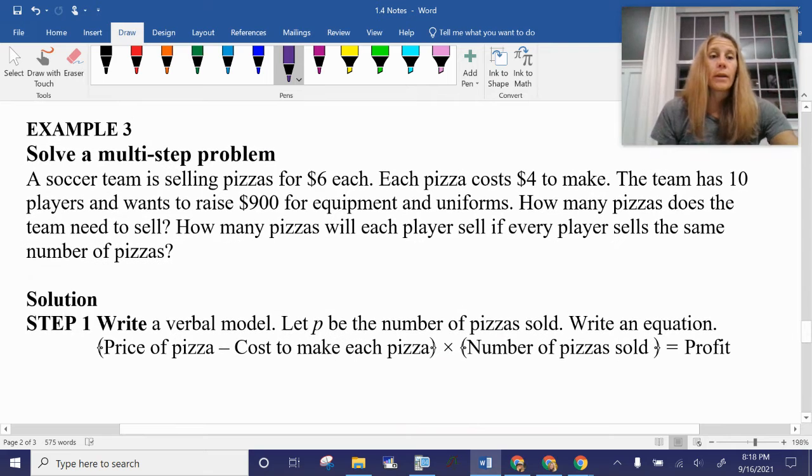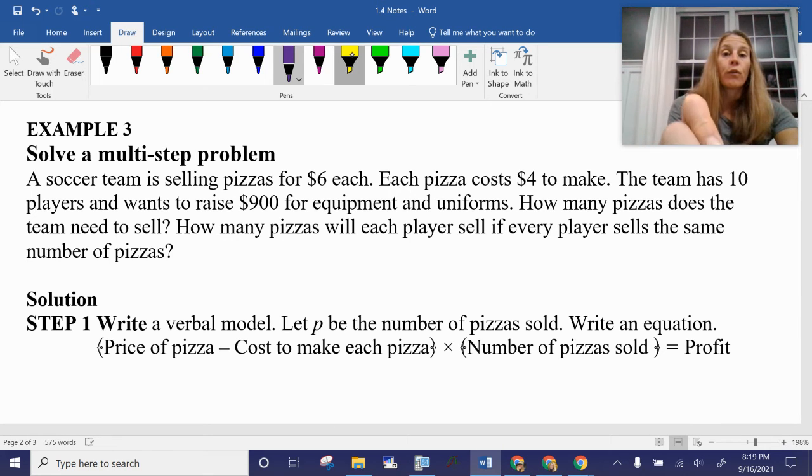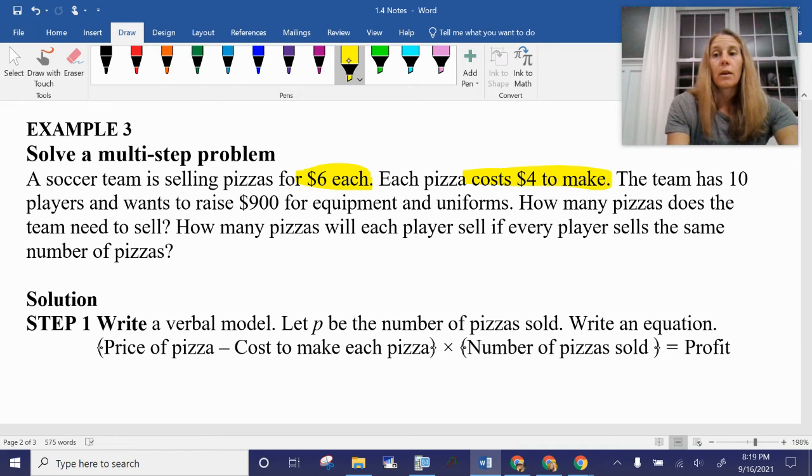All right, example 3, we're now going to solve a multi-step problem. In this example, we have a soccer team selling pizzas for $6 each. Each pizza costs $4 to make. The team has 10 players and they want to raise $900. So that's all the important information.